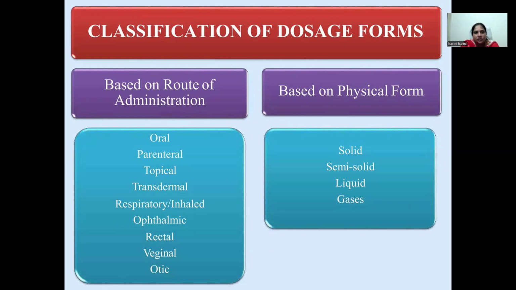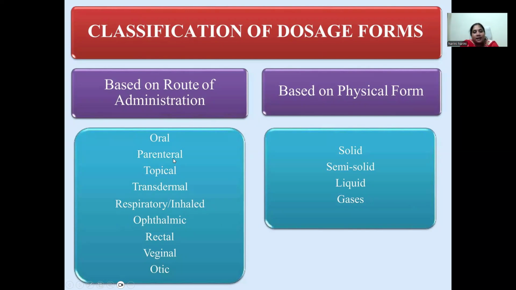In the classification of the dosage form, the first main classification is based on the route of administration. Route of administration is nothing but from which source or from which place we are giving the particular medication into our body. The first one is oral. Oral is nothing but we will be giving it through the mouth.